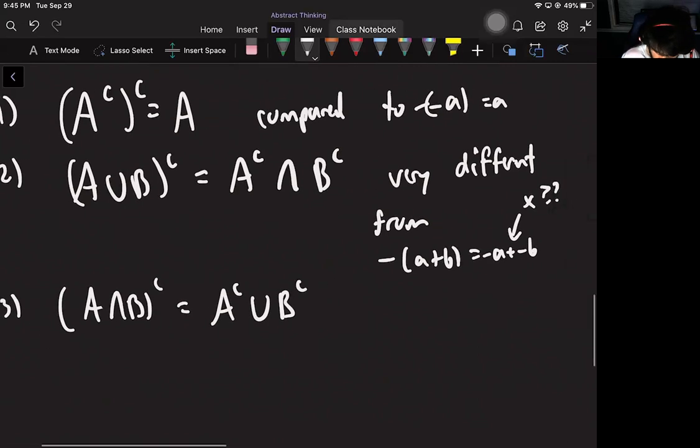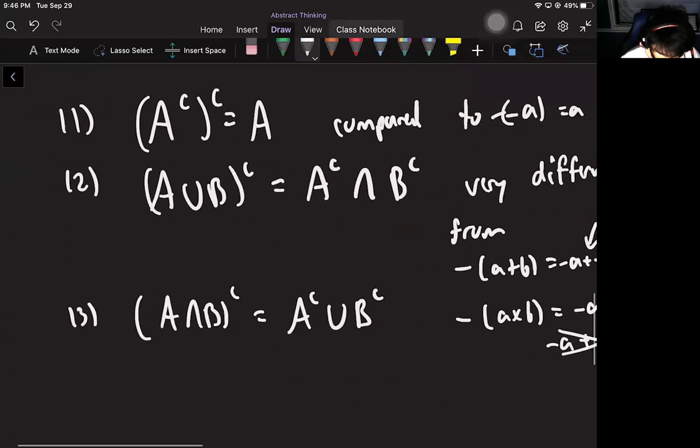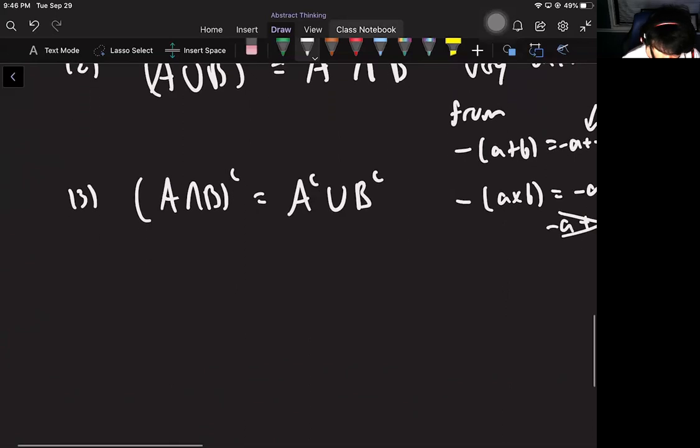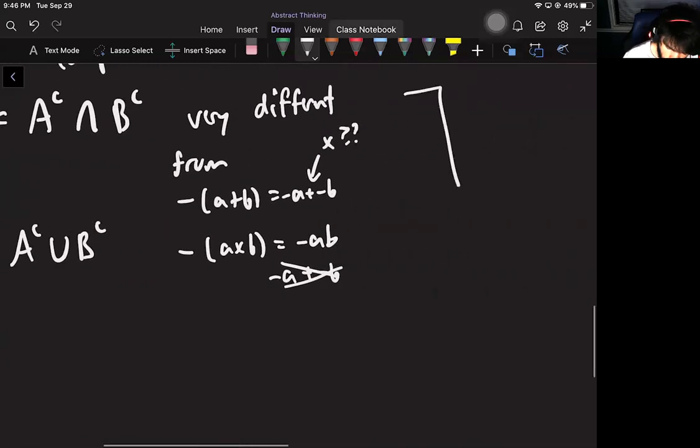Again, that's way different from how you would distribute. If you try to distribute a negative through multiplication, well, you don't distribute it at all. It just becomes negative AB. It doesn't become like negative A plus negative B or something. So very different from how the operations between numbers work and negatives. Okay, and so these are called De Morgan's laws, just like they were called for logic. De Morgan's laws.